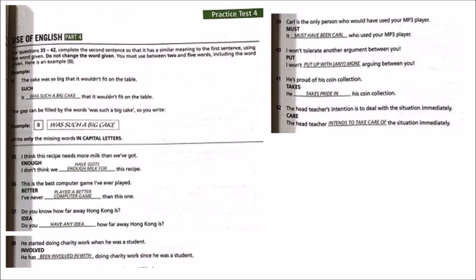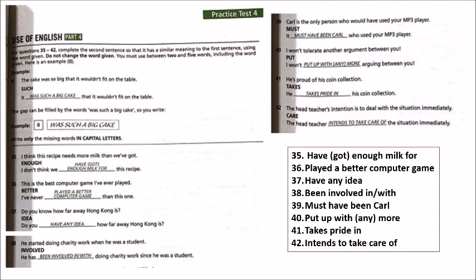He takes pride in his coin collection. 42. The head teacher's intention is to deal with the situation immediately. The head teacher intends to take care of the situation immediately. Here are the answers, guys, in case you missed one.